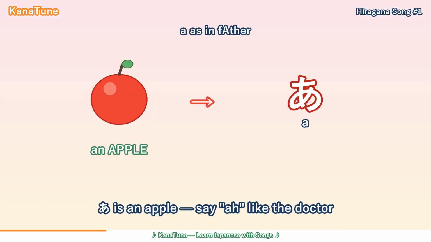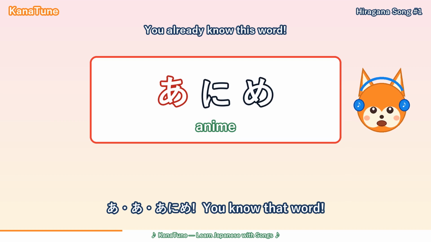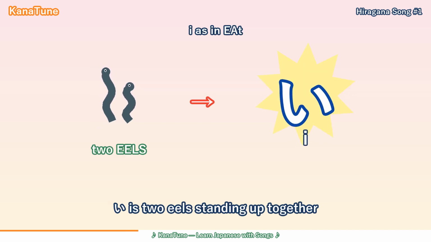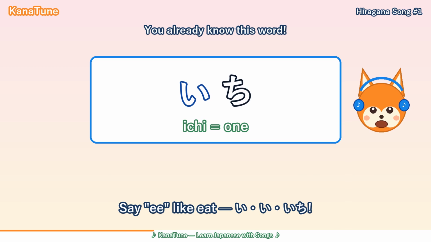A is an apple. Say ah like the doctor. Anime, yes, you know that word. I is 2 eels standing up together. Say e like eat, ichi, that's 1.